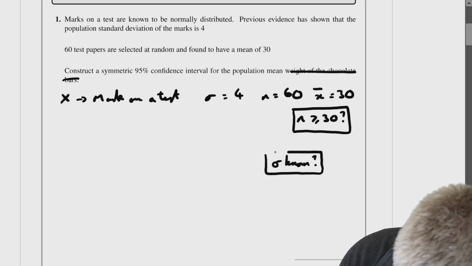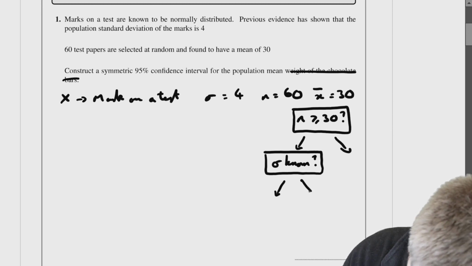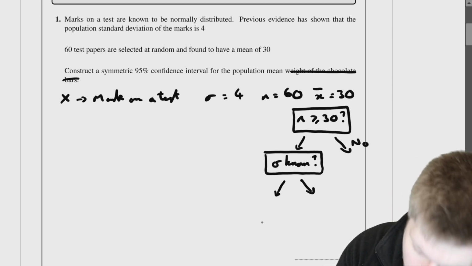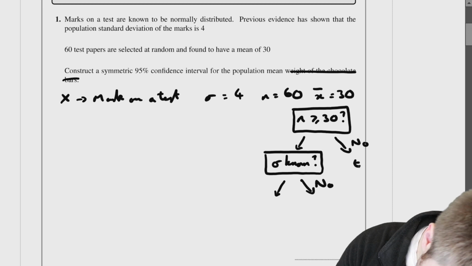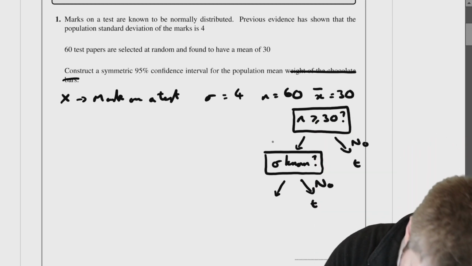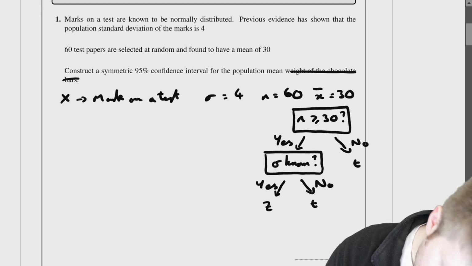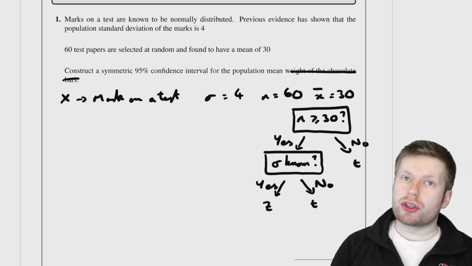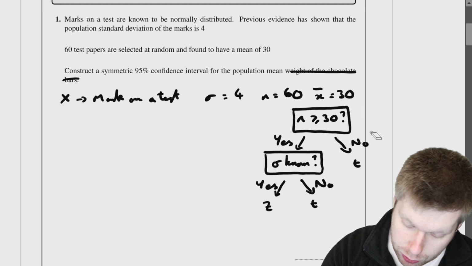Now if the answer to any of these questions is no, so if the sample size is not greater than or equal to 30, or if I don't know the population standard deviation, then I know I should be using a t distribution. If the answer to both of those questions is yes, then I know I can use a z distribution. So let's test it out. Do I have a sample size greater than or equal to 30?